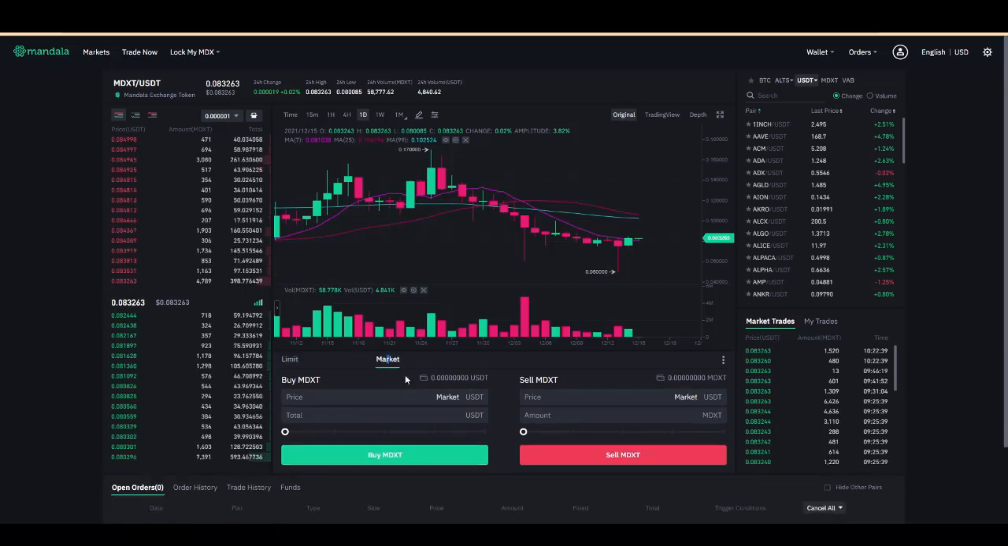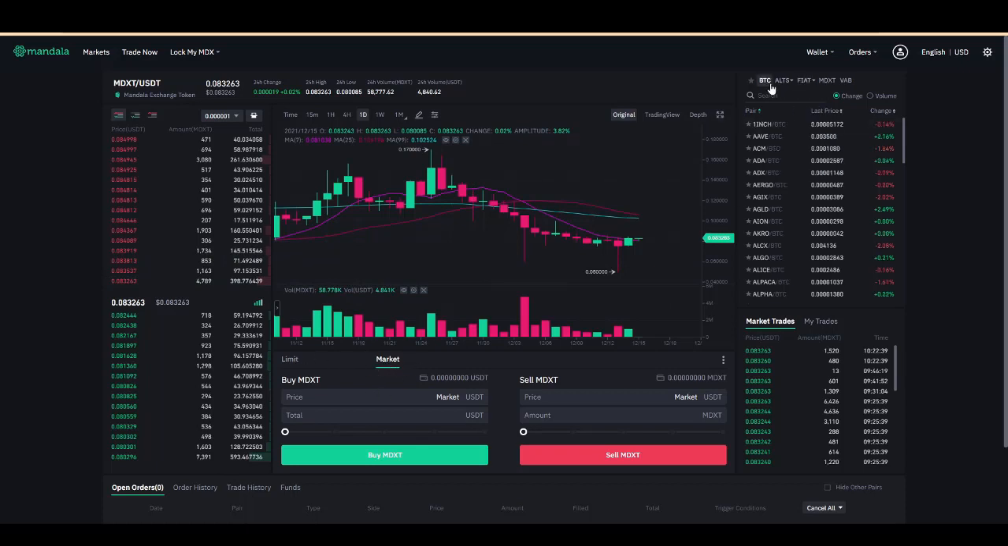And market orders allow you to instantly buy the tokens at the market price itself. For example, if you are interested in buying $500 worth of MDXT token, and then you select the market price and just click on buy, it will match your order with the first sell order, and it will be buying at the market price. So that is how the market order works.